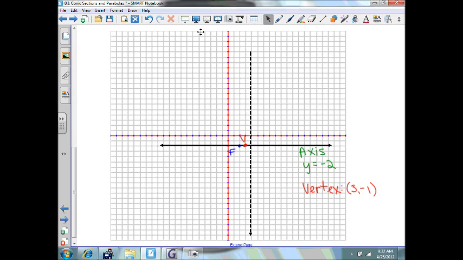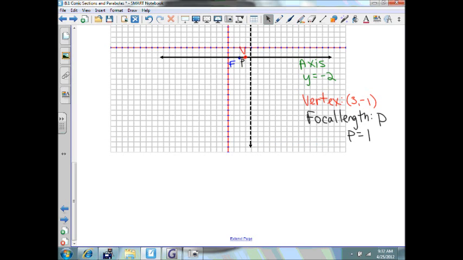What are the focal length and focal width of the parabola? Well, the focal length should be nice and easy to figure out, because that is p, the distance between the vertex and the focus. That means p will equal 1, which means my focal width will be 4 times p, or 4.